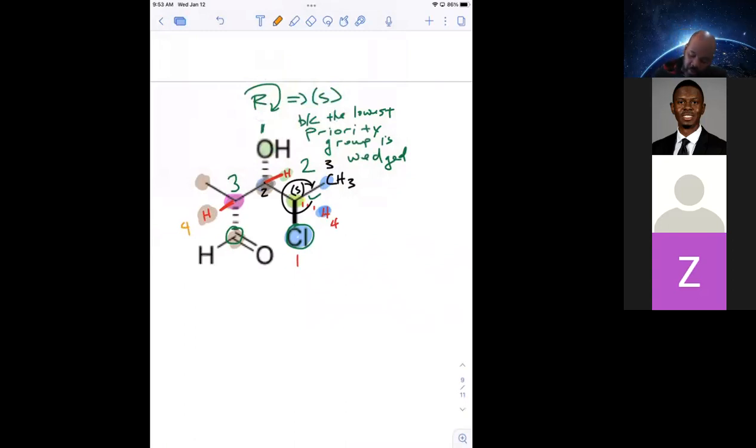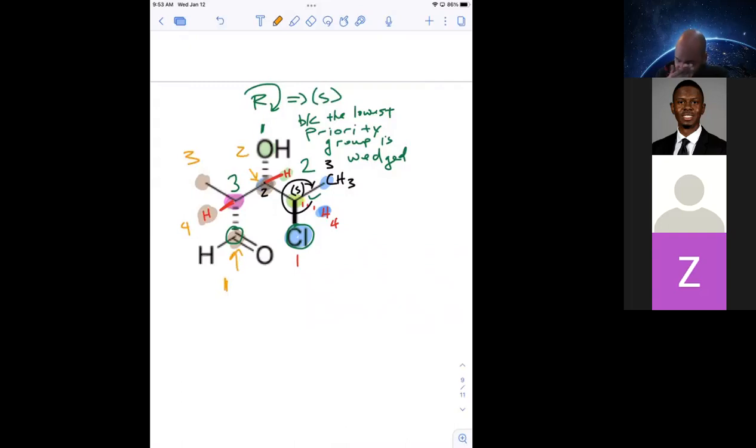Which of those groups is going to be 1? All of them are carbons. So you have to find a point of difference. The one at the bottom. So you have the carbon here at the bottom is double bonded to oxygen. The carbon over here has a single bond to oxygen. Is that right? So this is going to be 1, this is going to be 2, and that's going to be 3.